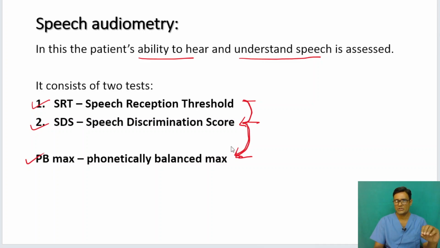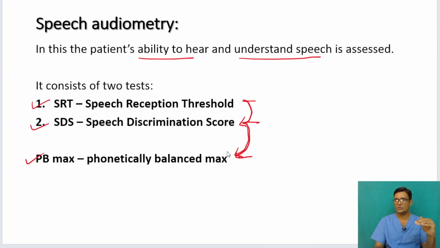What is speech reception threshold? It is the threshold. Threshold means what? It is an intensity. It is the intensity of sound at which the patient can hear and repeat back 50% of the words that are given to him. So speech reception threshold is an intensity at which 50% of the words are correctly heard and repeated by the patient. With that speech reception threshold, you go into speech discrimination score.